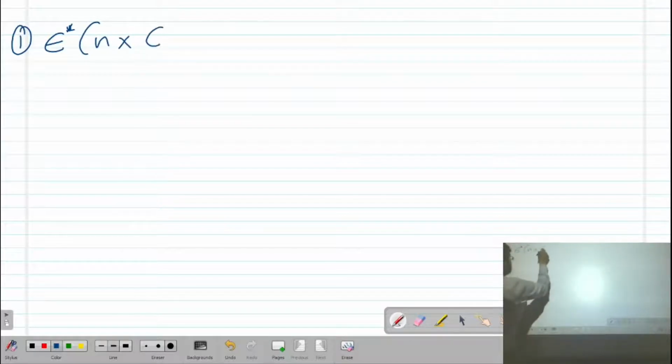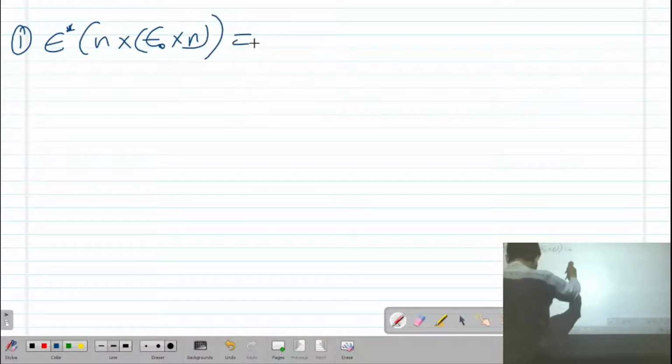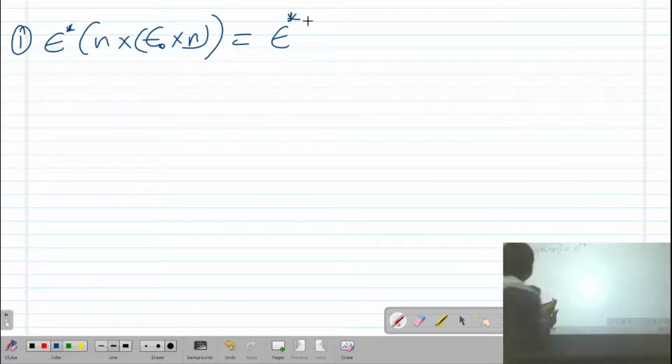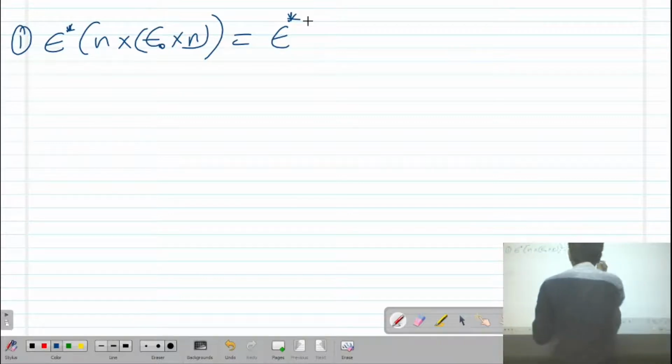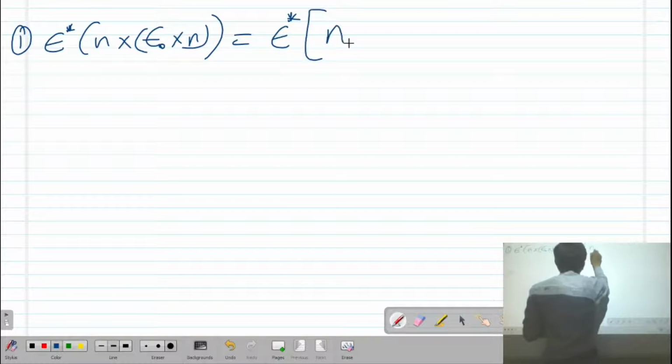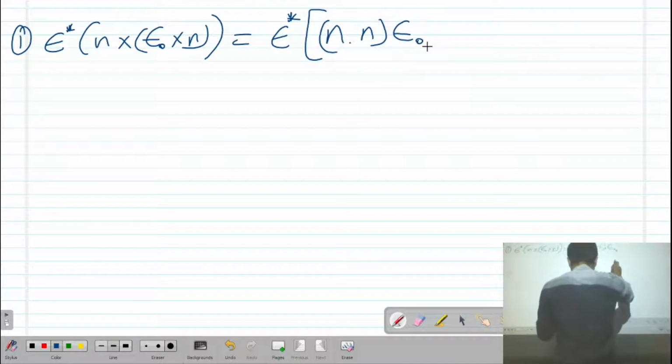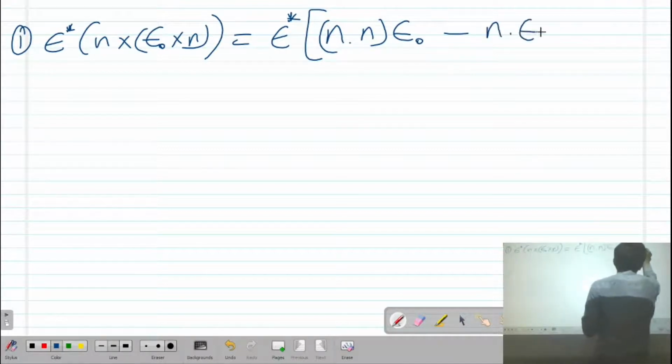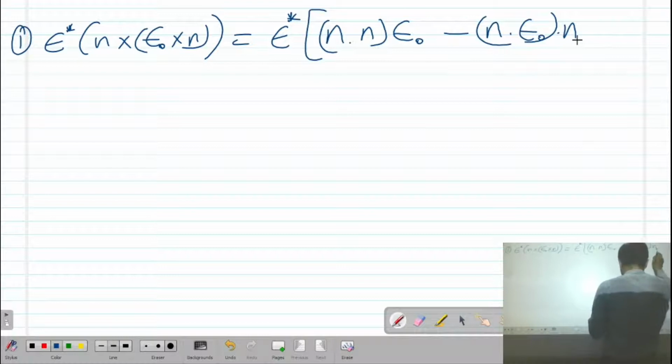That is number 1, polarization conjugate n cross n is equals to, that is going to remain as it is. This is A, B, C, the cross product of three vectors or three terms. We will have n dot n of epsilon 0 minus n dot epsilon 0 dot n.